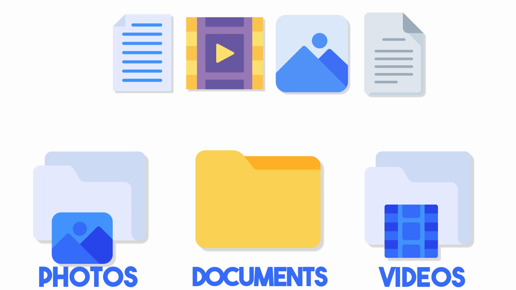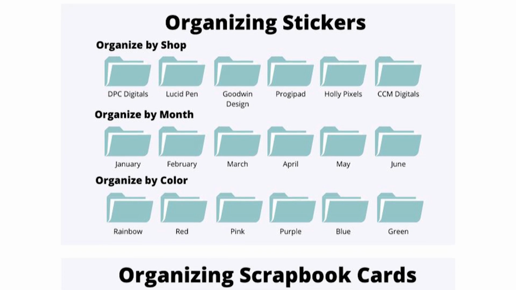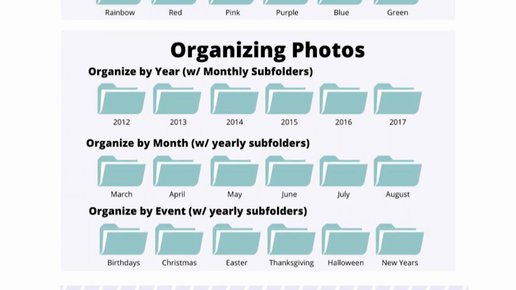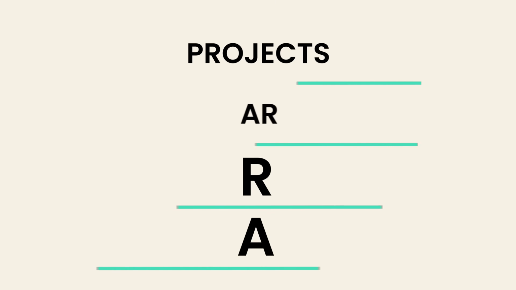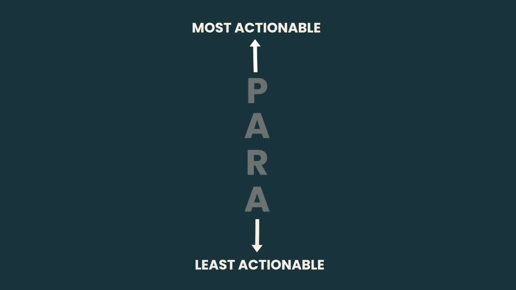Organize. In this section, we'll organize our files so that we can easily find them and keep our system nice and tidy. There's many ways to organize your files and a lot of different folder structures. And the easiest to implement is PARA from Building a Second Brain by Tiago Forte. PARA consists of projects, areas, resources, and archives. Files are organized based on actionability.